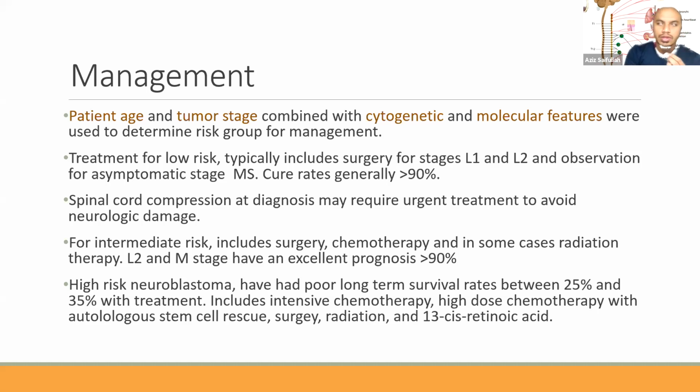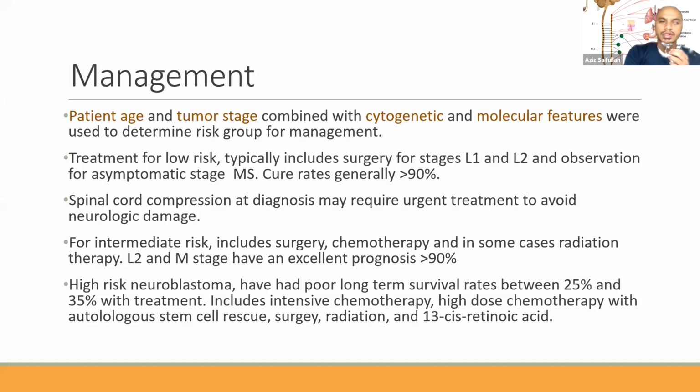Treatment for low risk typically includes surgery for stage L1 and L2, and observation for asymptomatic stage MS. Basically, cure rates are generally more than 90%. The thing is that the more differentiated the neuroblastoma tumor cells, the easier it is to manage, with high cure rates.